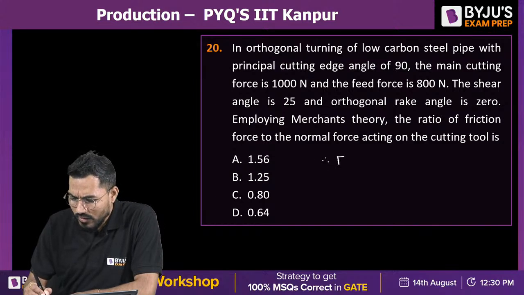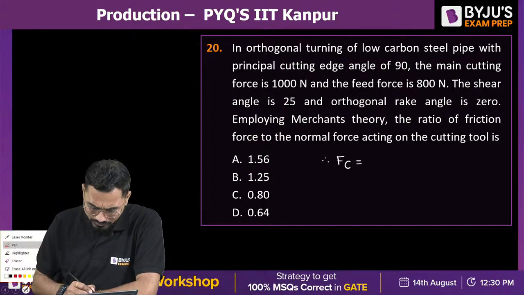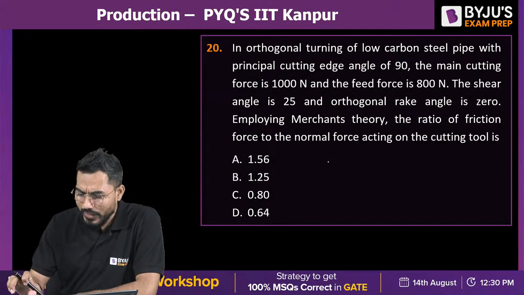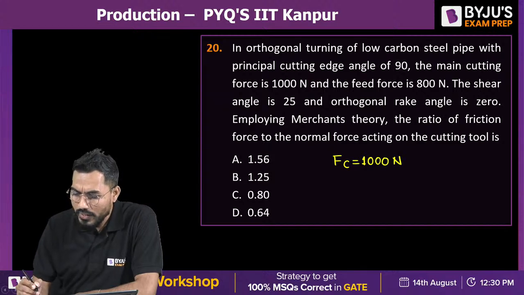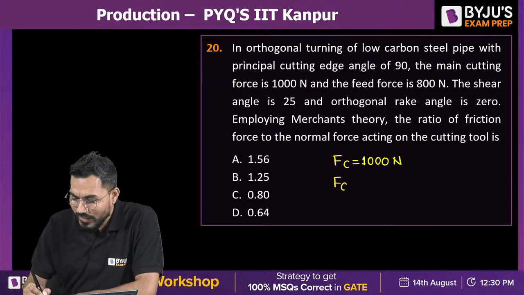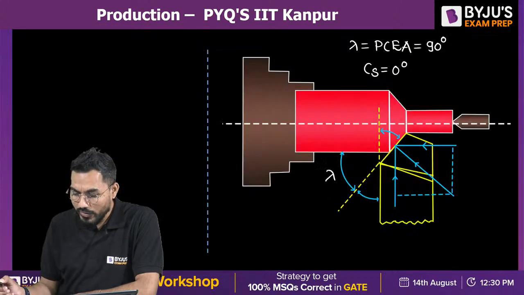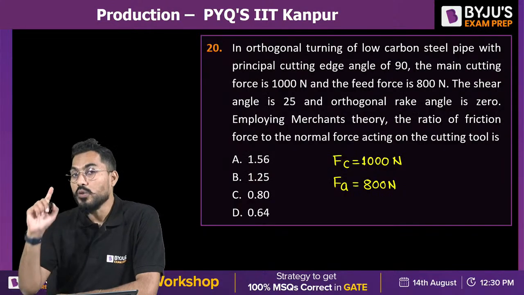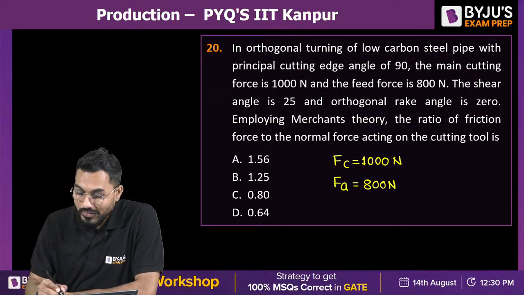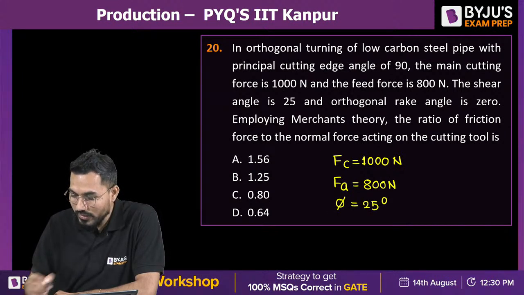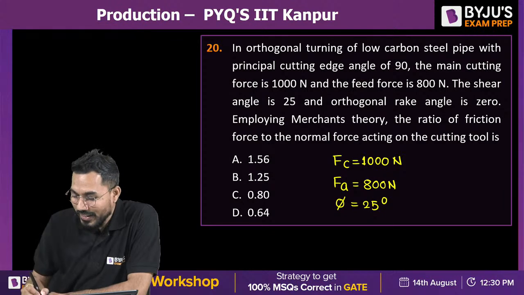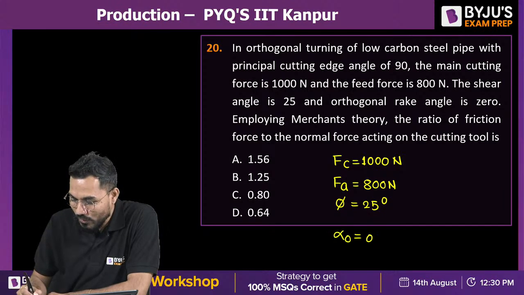You write down here. Sir, the cutting force is given to you. So whichever data is given to you, please write it down. I'll say that the cutting force Fc is exactly equal to 1000 Newton. Then the feed force, that is the axial force, is exactly equal to 800 Newton. The shear angle phi is given as 25 degree. Orthogonal rake angle is 0, that is alpha 0 is exactly equal to 0 degree.